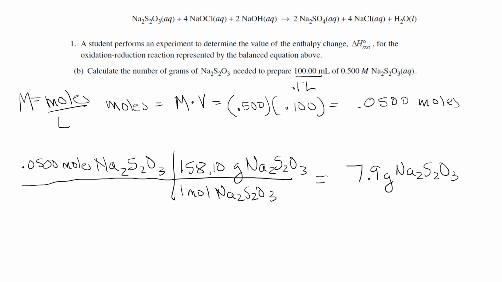Okay. So I would put that mass in a volumetric flask and add distilled water until it reached the 100 milliliter mark. Be careful, one of the things they may ask you is how much water would you use, and you would say I would add distilled water until it reached the 100 milliliter mark.